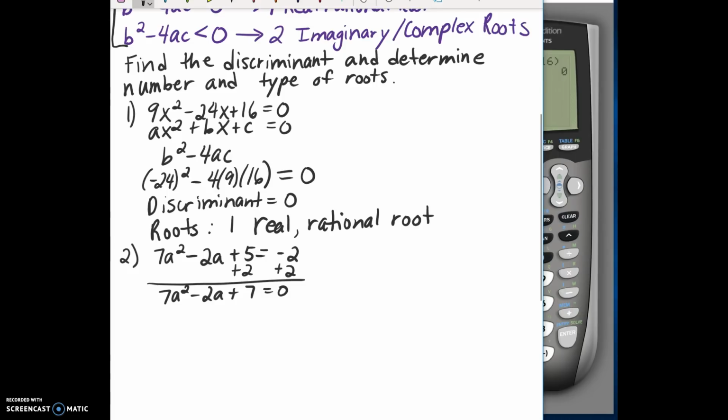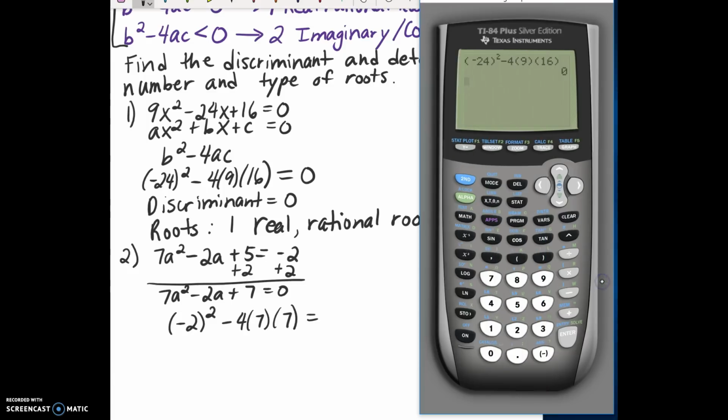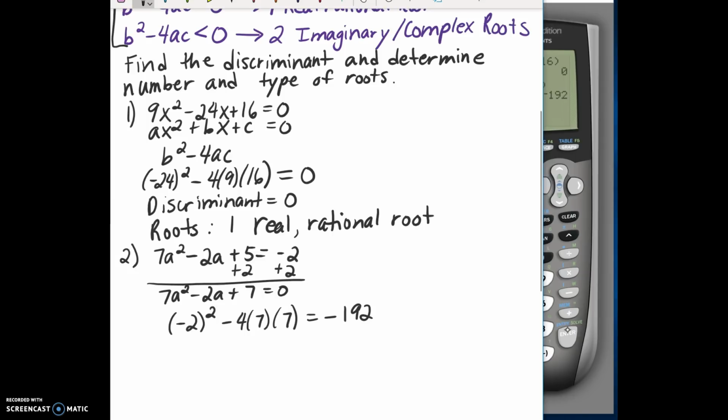We're going to put that into our b squared minus 4ac to find our discriminant. So negative 2 squared minus 4 times 7 times 7. And it's worth, while you're watching this video and taking notes, to also practice this in the calculator and make sure that you're getting the answer the same way, using all the same parentheses that I'm using. So this is equal to negative 192. That is your discriminant if you're identifying that.